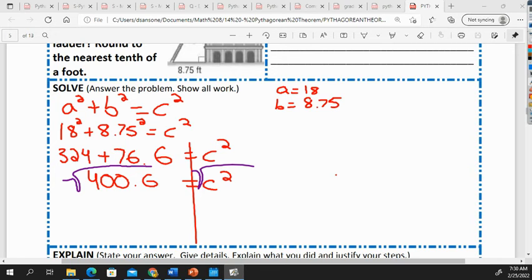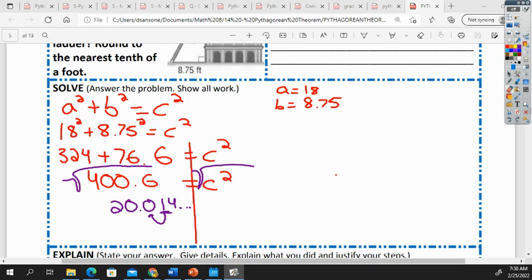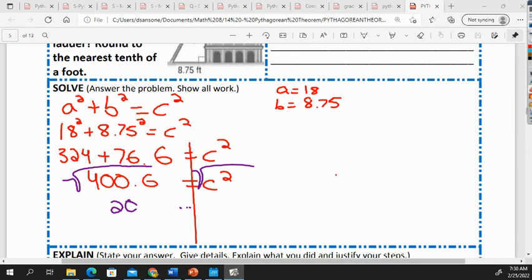And we end up getting 20 point, and I got 0.14, and it keeps going. I'm going to go back and round that to the nearest tenth. If I round that to the nearest tenth, if this number is a 1, that tells me to leave this a 0. So really, this is just going to round to 20. So it's just about 20 feet. It's a little bit bigger. So I'm going to say that 20, after I rounded it, is equal to C. So we know that the ladder is a 20-foot ladder. Just a little bit bigger, actually, because we know we rounded, but it's going to be a 20-foot ladder.